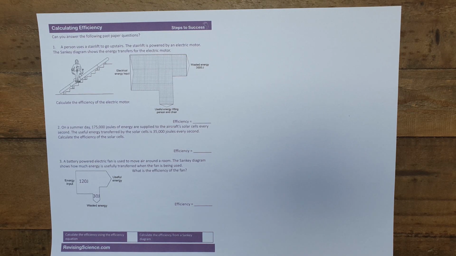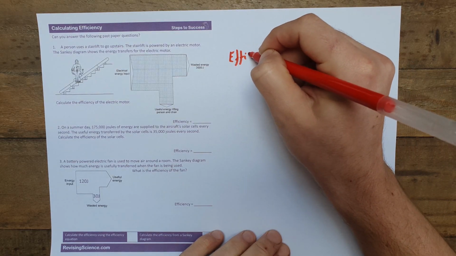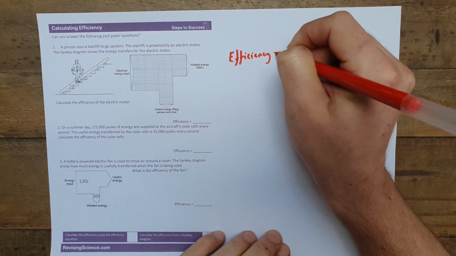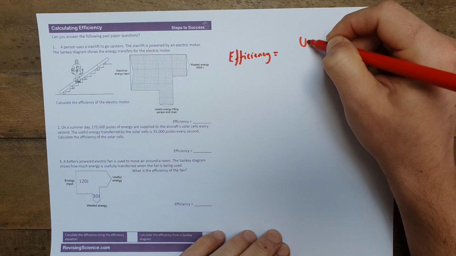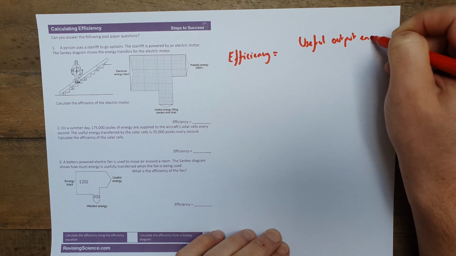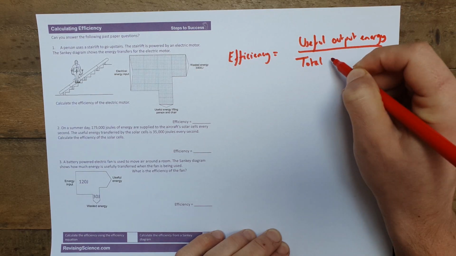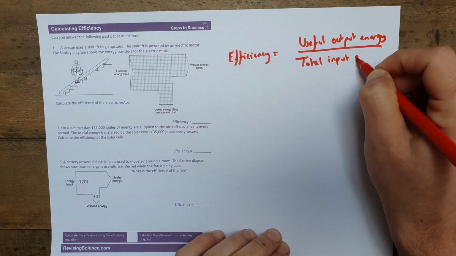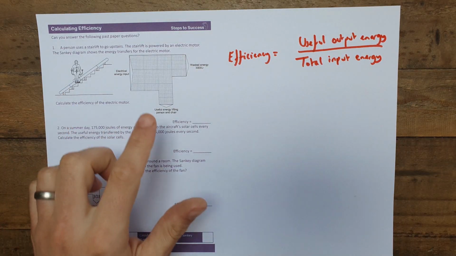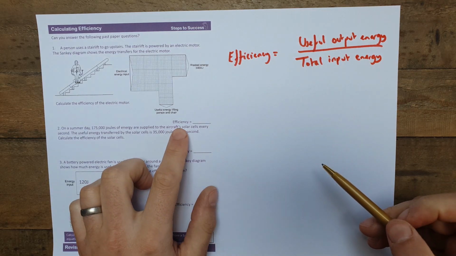Okay, so these questions are all about efficiency, and for efficiency we're going to be using the equation that efficiency equals the useful output energy divided by the total input energy. Sometimes they might give you a question with a Sankey diagram like so, but we're still going to be using this equation to work out our efficiency.